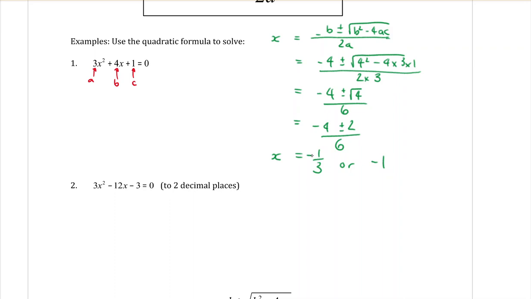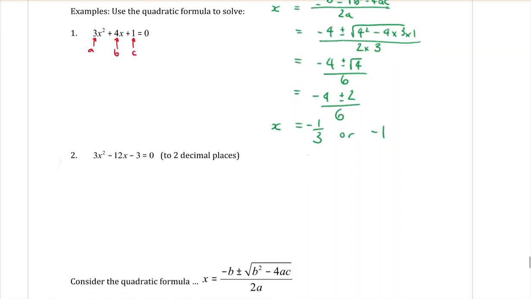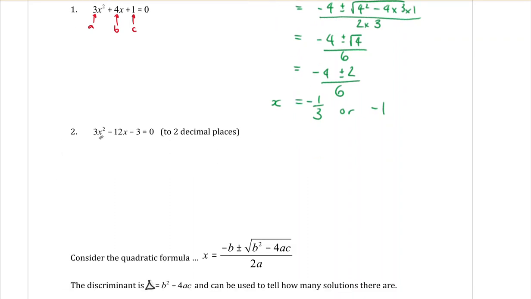All right, question 2, let's try it again. Use the quadratic formula, this time to 2 decimal places. So the a, the b, and the c. A is 3, b is negative 12, and c is negative 3. So the formula, write it down. It's going to help you familiarise yourself with it, and hopefully, even if you do end up getting it, it is a really good one to know off the top of your head.